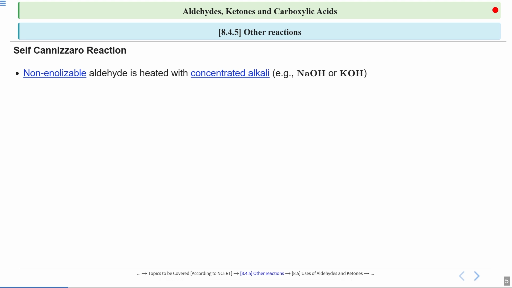So now what are these non-enolizable aldehydes? Non-enolizable aldehydes are aldehydes that lack alpha hydrogens. The absence of alpha hydrogens is crucial because it prevents the formation of enolates. Now because we don't want to form enolates, these non-enolizable aldehydes lack this alpha hydrogen.